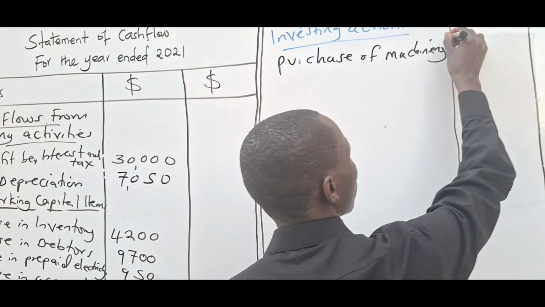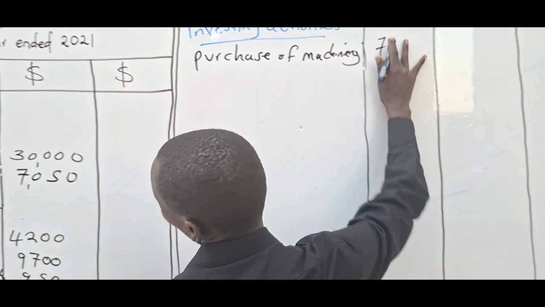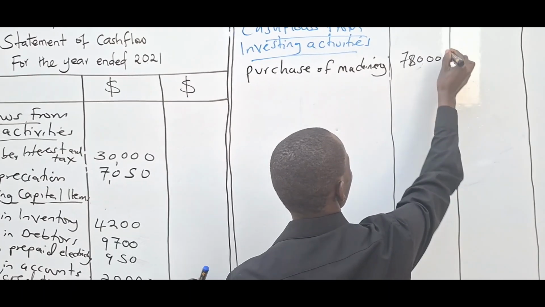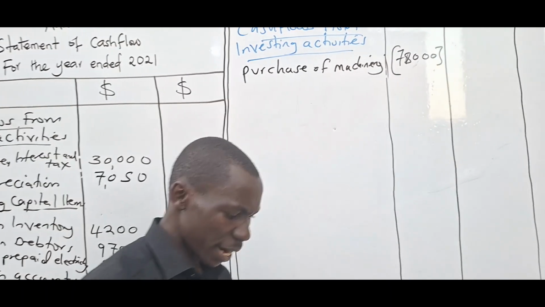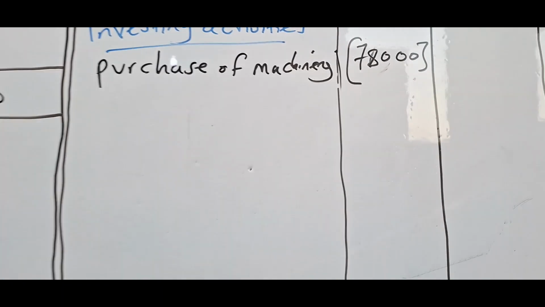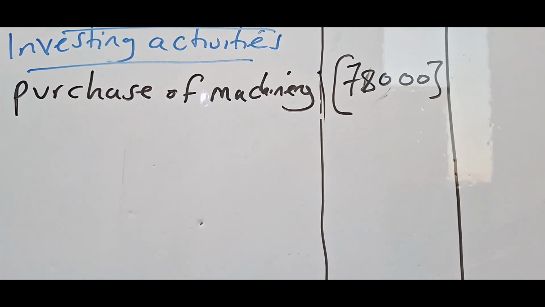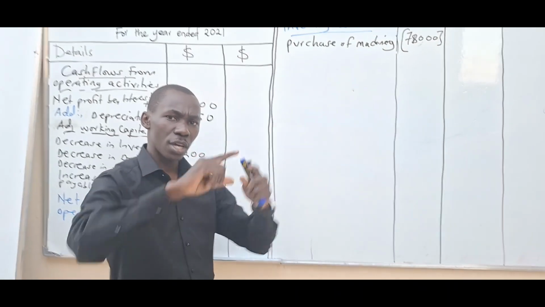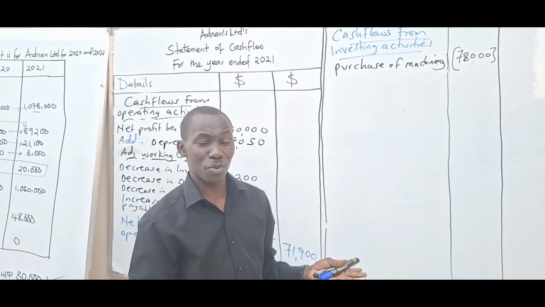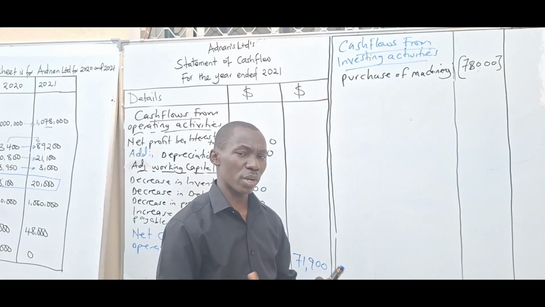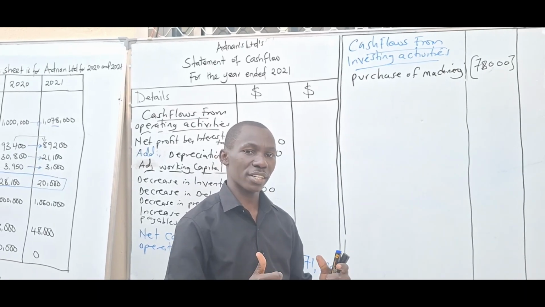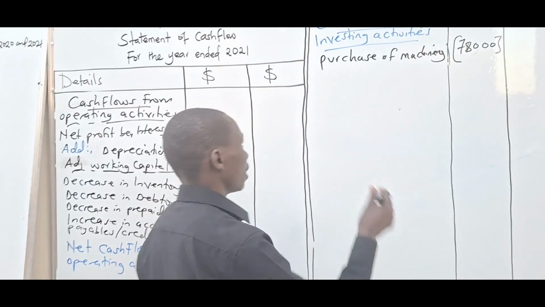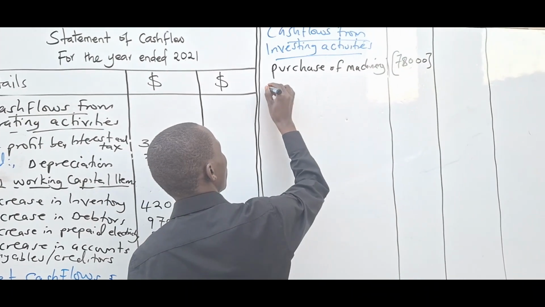How much? 78,000. But for this case, I'm going to put brackets, meaning I'm subtracting, because I spent 78,000 to acquire this machinery. Whenever you see that it's a cash outflow, money going out of the business, you put brackets. Or you can put minus, no problem. The professional way in accounting is to put brackets. Whoever sees that will know that it is a minus. Then since we have only that item under non-current assets, we can get net cash flow.